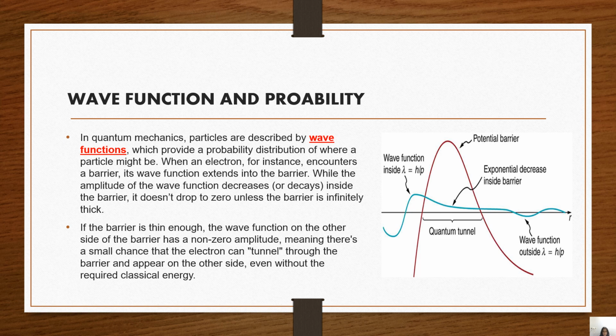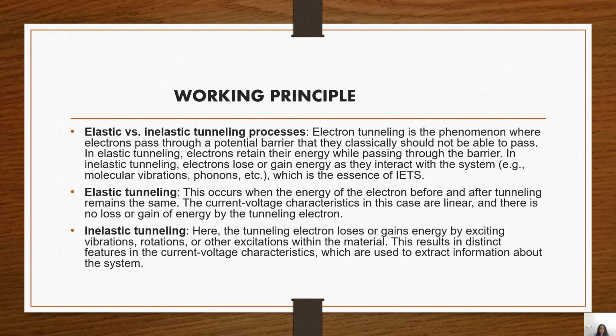As I have said in the previous slide, even if the classical energy of the electron is not enough to overcome the barrier, it has a finite probability that it can tunnel through the barrier and continue its path on the other side of the barrier. Now let's go through the working principle. In a tunnel junction, we have two electronically conducting materials, that is either metals or semiconductors, which are separated by an extremely thin insulating layer, which is basically around 10 to 30 angstrom thick.